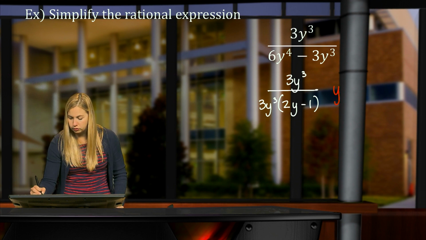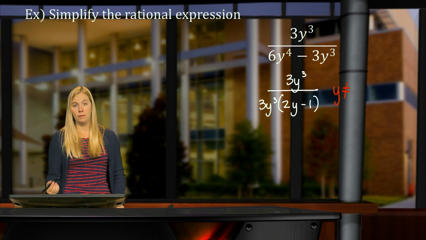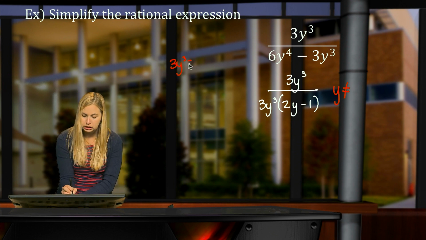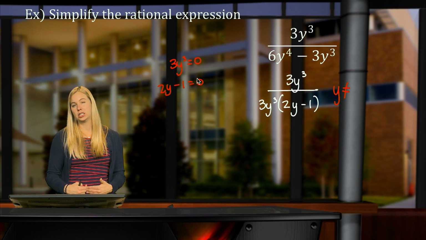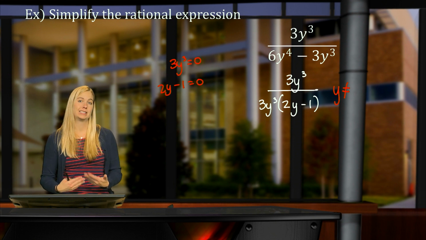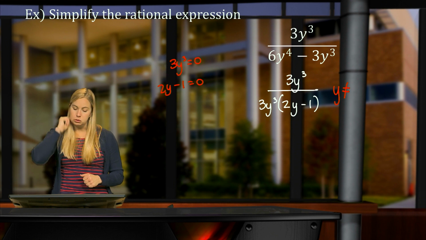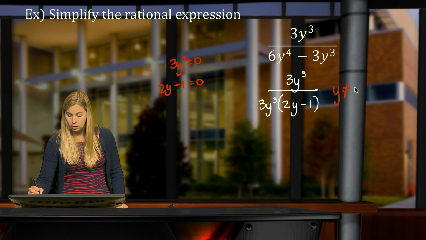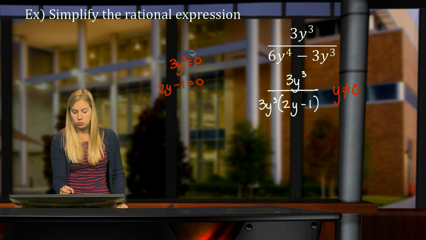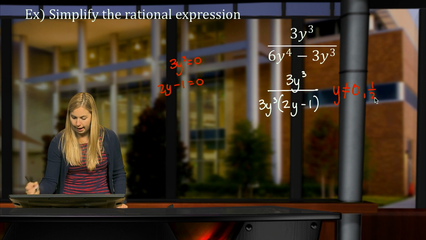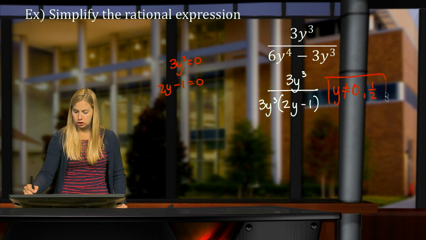Here we can find what our restrictions are. What can y not equal? If you need to set up your equations in your margin, 3y cubed equals 0, 2y minus 1 equals 0, you can do that and solve those little baby equations in your margin. It'll help you make sure that you have the correct sign and the correct placement of your values. If you can just see the values, then that's fine as well. From here, we get that y cannot equal 0. From this second equation, we're going to get y cannot equal positive 1/2. So here are our restrictions.